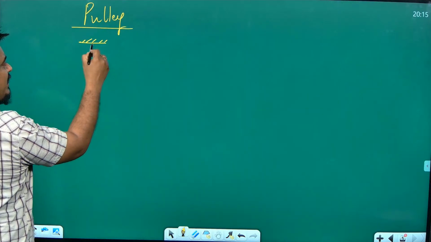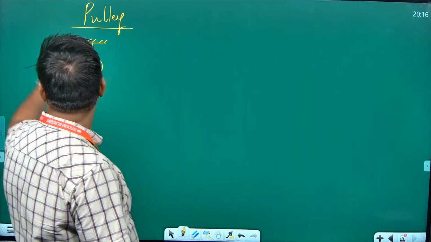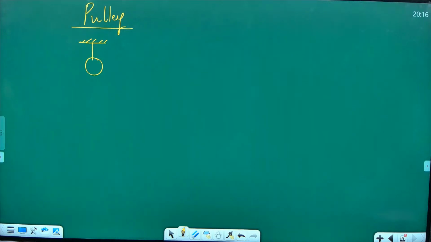So, what is a pulley? It makes our work easy, isn't it? Nowadays we don't use it much. Earlier we used to have it. Here also one pulley is there, see there? Pulley is there. Can you feel that? This is a pulley only, guys.